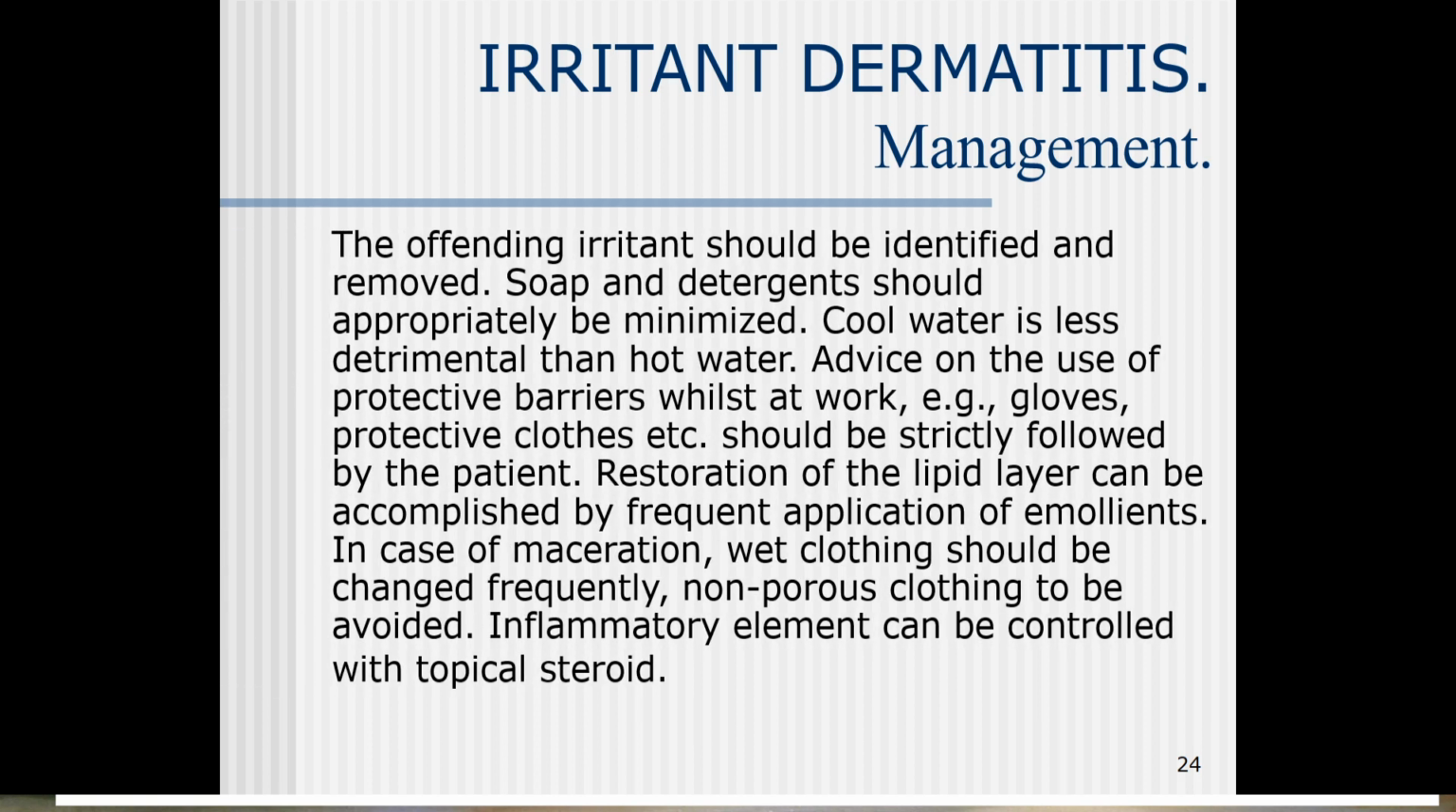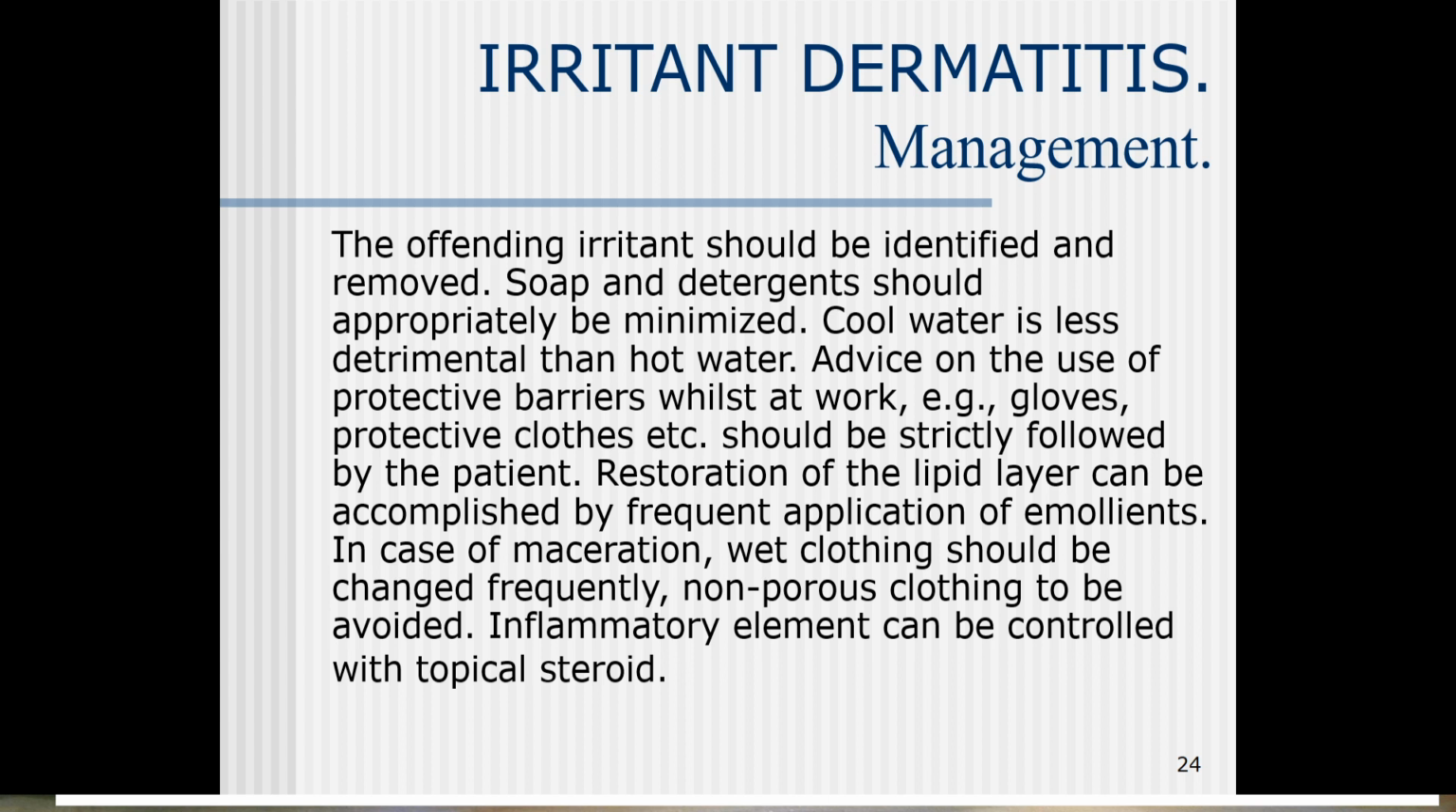Management. The offending irritant should be identified and removed. Soap and detergents should be minimized appropriately. Cool water is less detrimental than hot water. Advice on the use of protective barriers whilst at work: gloves and protective clothes should be strictly followed by the patient. Restoration of the lipid layer can be accomplished by frequent application of emollients.